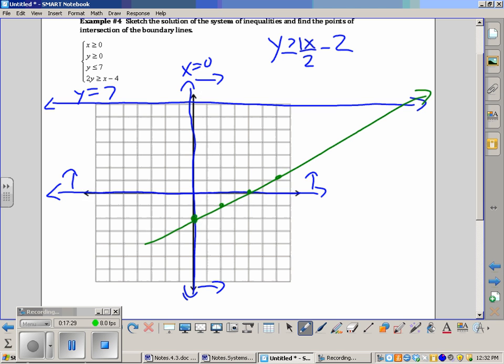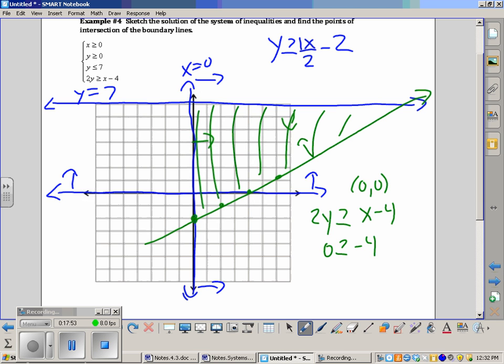So let's test on the green line, 2y greater than or equal to x minus 4. Let's test 0, 0. That's true. So we're going to shade up. So we want to shade up and to the right and down. So you can see the region is this sort of crazy looking shape. What is that, a triangle sort of? Looks like it has 3 sides to it. Actually, no, so I have a couple mistakes. See this little green here? It's actually not a triangle. It's a quadrilateral.